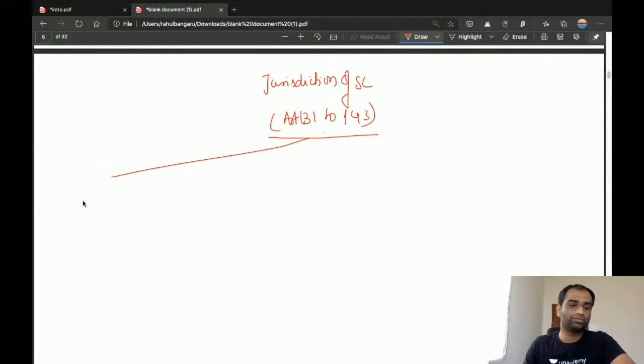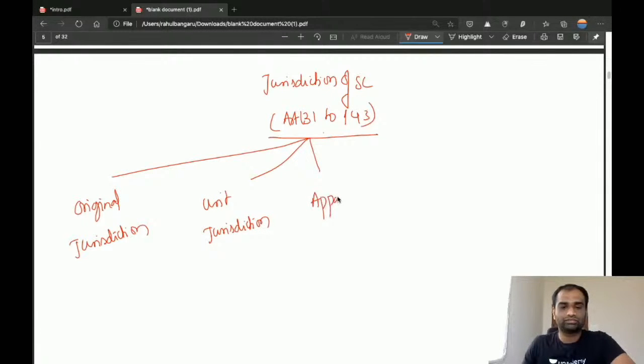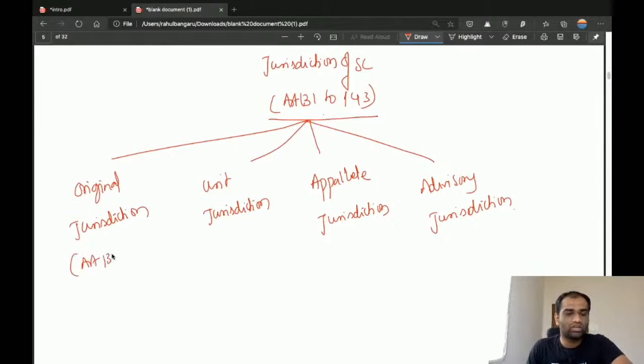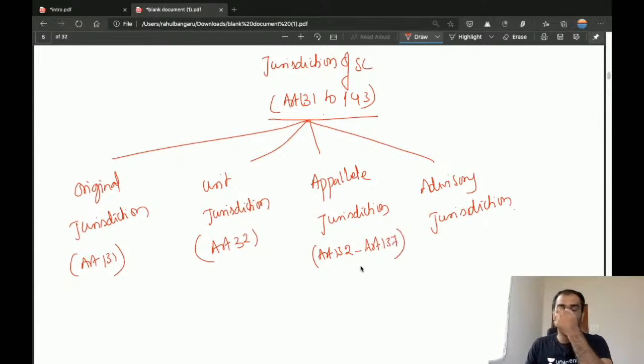Jurisdiction of the Supreme Court can be divided into original jurisdiction, writ jurisdiction, appellate jurisdiction, and advisory jurisdiction. These are the different types of jurisdiction given to the Supreme Court. Original jurisdiction is given in Article 131. Writ jurisdiction, as you all know, is given in Article 32. Appellate jurisdiction is discussed from Article 132 to Article 137. Advisory jurisdiction is given in Article 143.